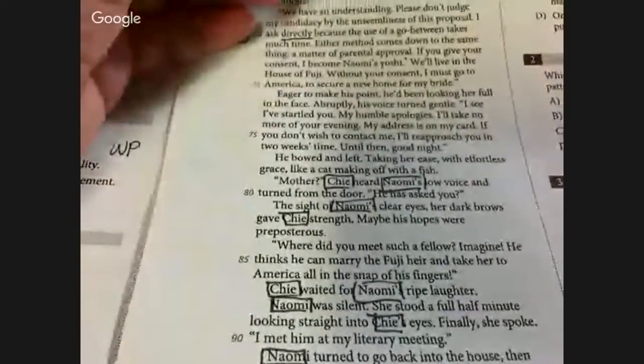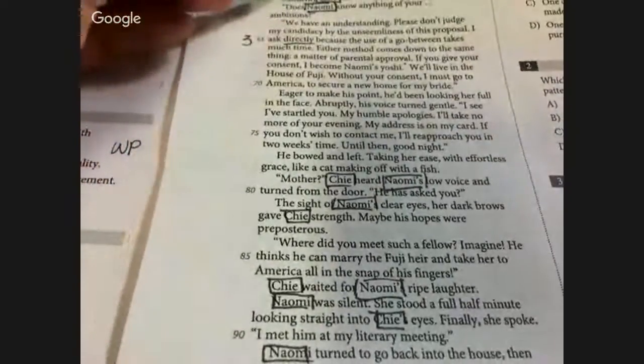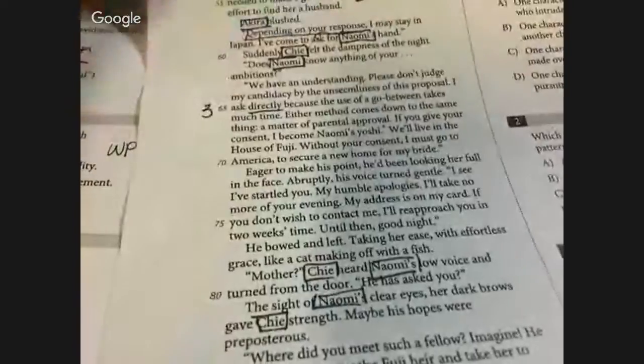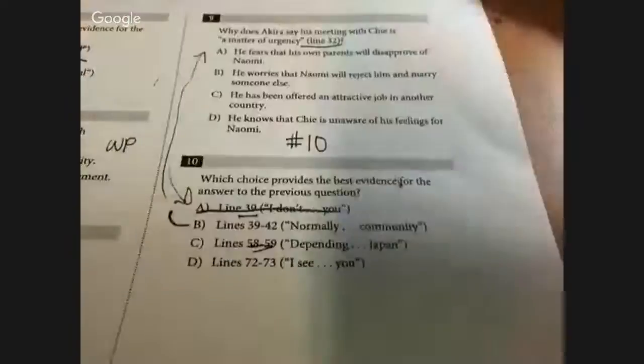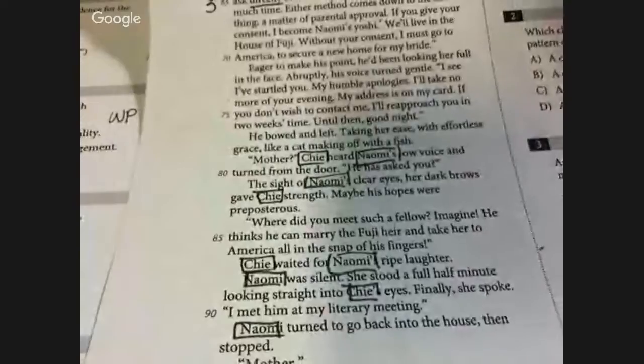This doesn't talk about the urgency. It talks about how important the question is, but not why he must ask it right now, right this second. 72 through 73. I see I've startled you. That has no relevance. It's B, and what does it say?